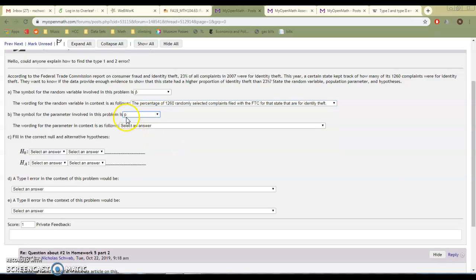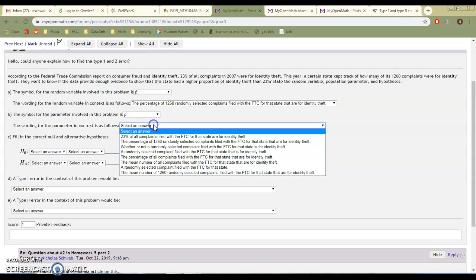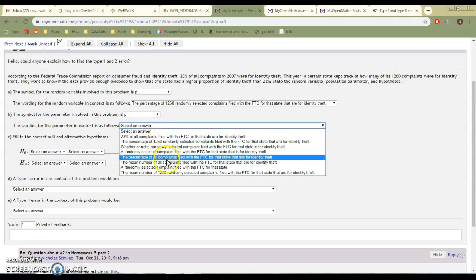P is a population parameter. It's basically the proportion of identity theft complaints for all of the Federal Trade Commission. So it's at 23%. So where is that? The percentage of all complaints filed with the FTC.